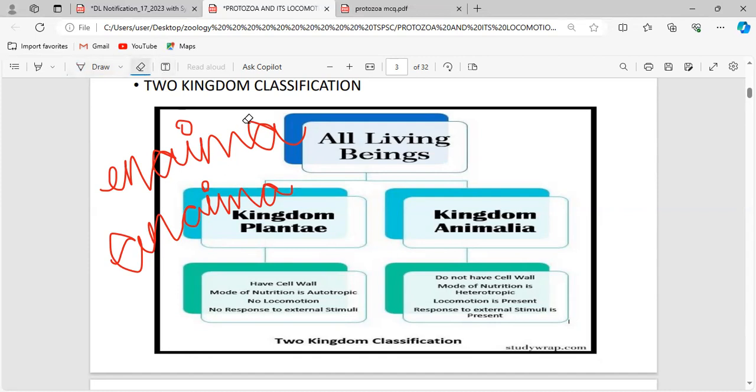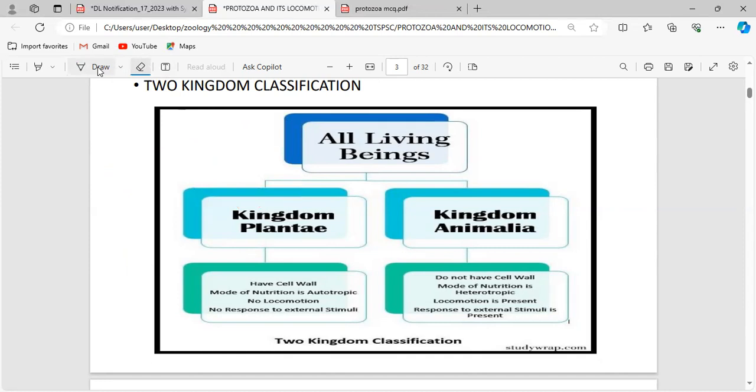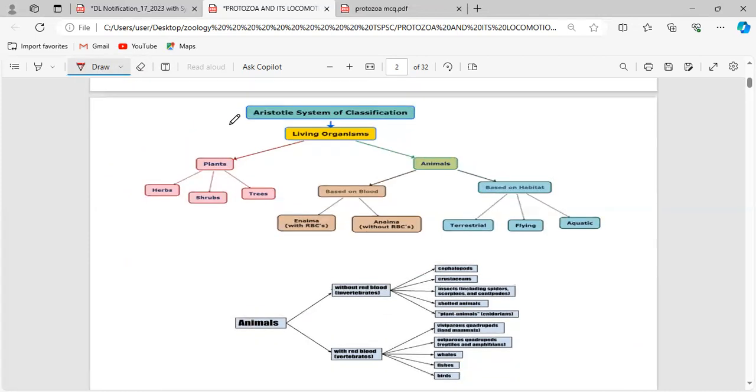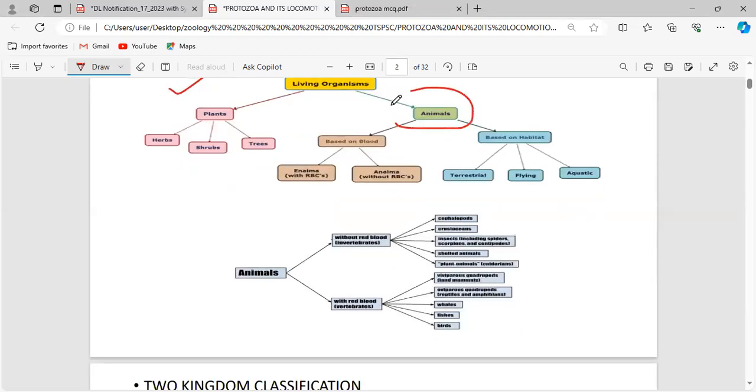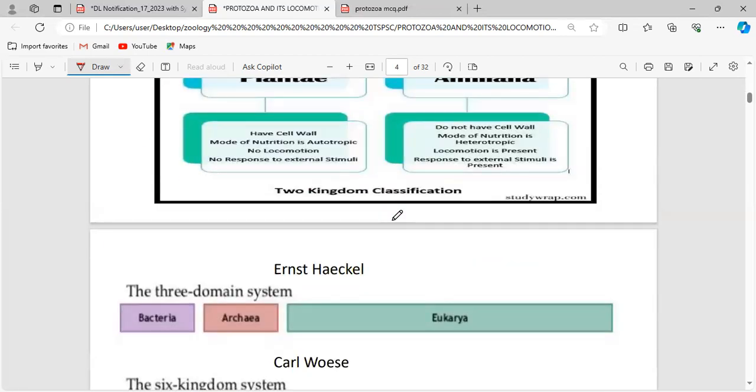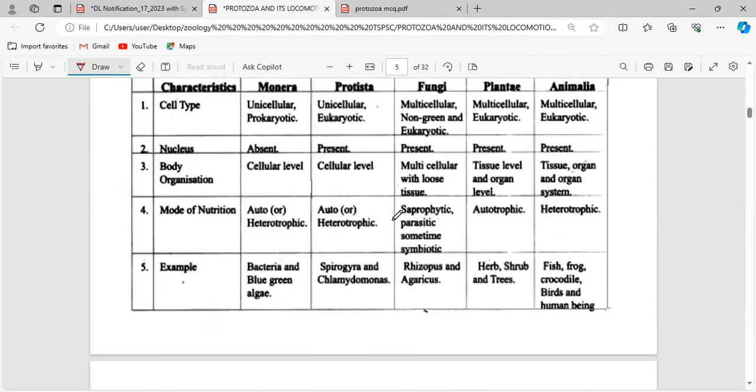Aristotle system of classification. Okay, what about the other two? Kindly answer. See, Aristotle system, very good. In the Aristotle system of classification, he classified animals based on blood and based on habitat. One is Enaima and Anaima. You have to read this classification. Okay, what is the most accepted system of classification?